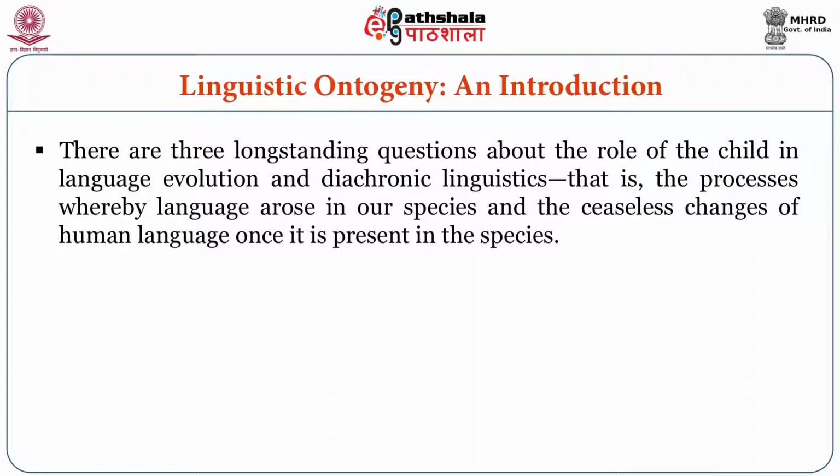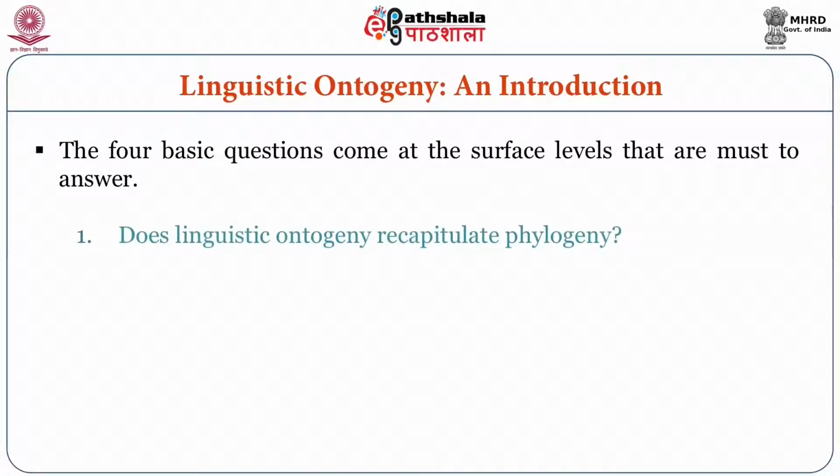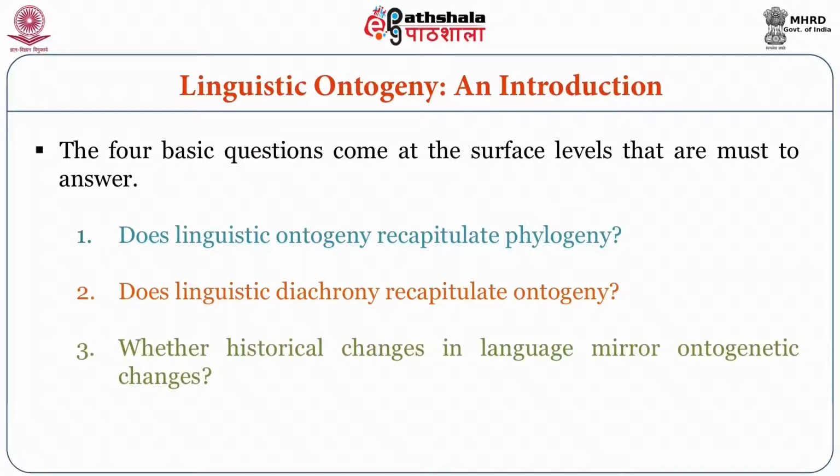diachronic linguistics. That is, the processes whereby language arose in our species and the ceaseless changes of human language once it is present in the species. The four basic questions come at the surface level that must be answered. Number one, does linguistic ontogeny recapitulate phylogeny? Number two, does linguistic diachrony recapitulate ontogeny? Third, whether historical changes in language mirror ontogenetic changes? Fourth, do children create grammatical forms? Let us answer these questions one by one.